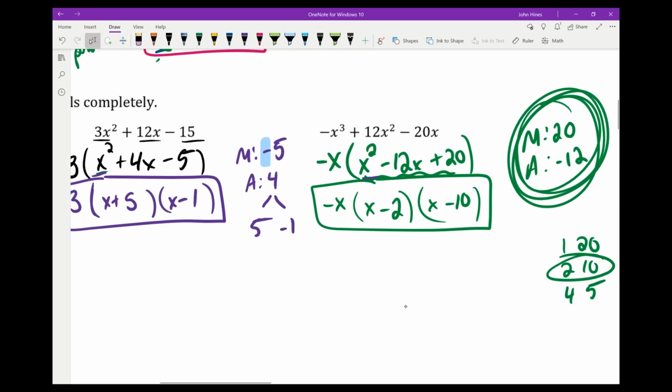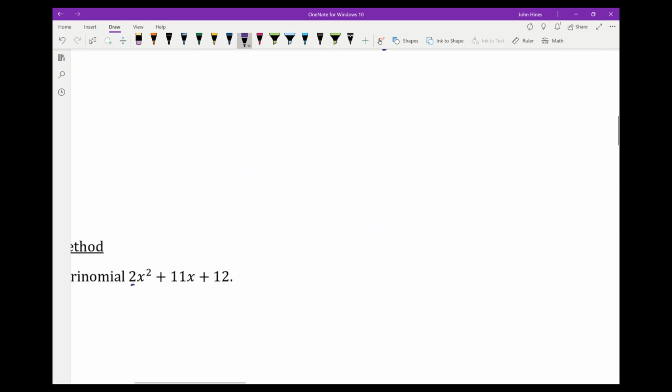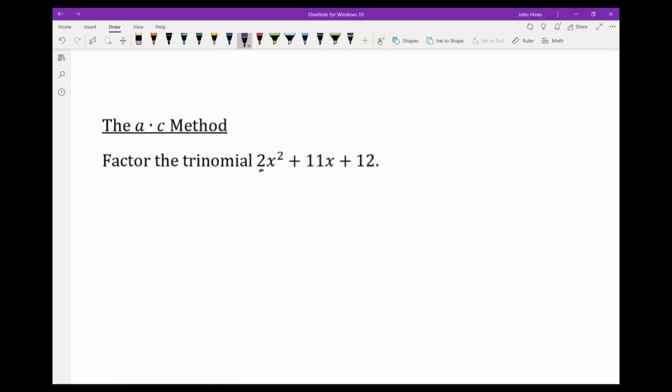And that's when we can use this short method here. Otherwise, you've got to go through and do what I call the AC method, which I'll show you right now. So factor this trinomial. The way that we're going to factor this is by splitting the middle term. We're going to split the linear term here.